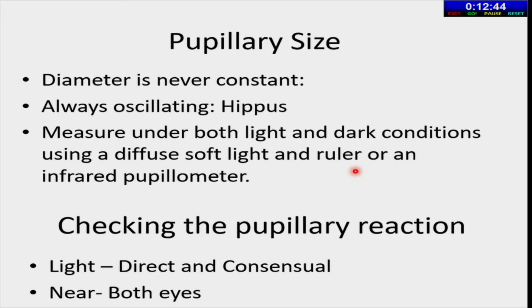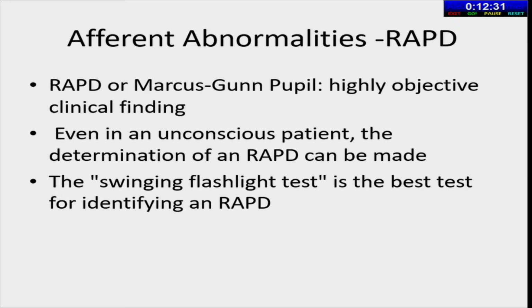So normally it should be round. Of course, the size keeps varying based on light, but you must measure and you must see if the two pupils are similar or are they different from each other. Is there an anisocoria as well? The shape is important as well. Then you need to look at the pupillary reactions, and we'll come to that.